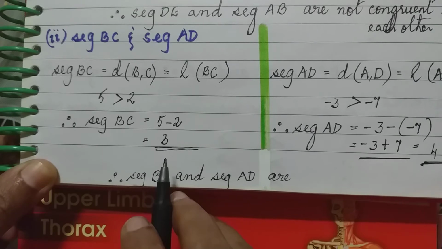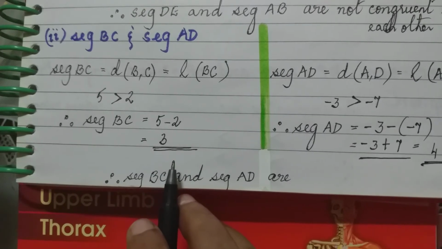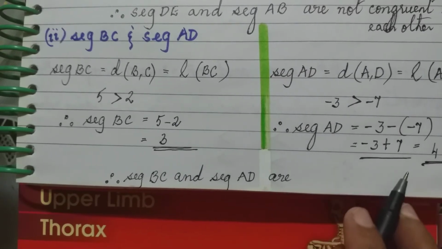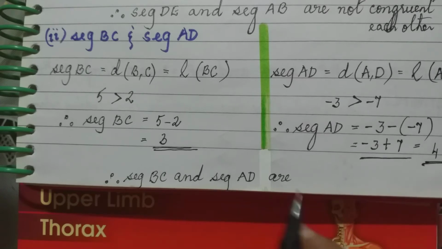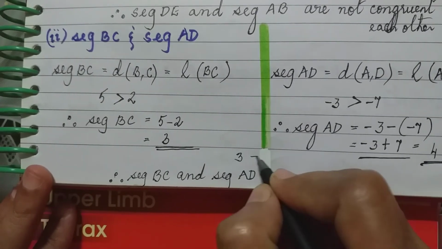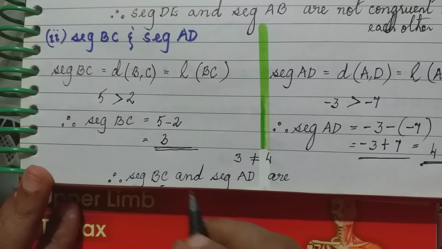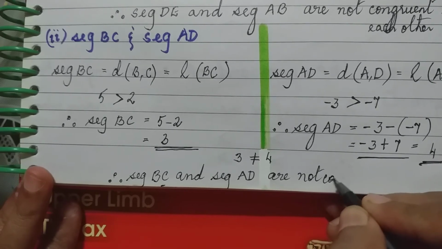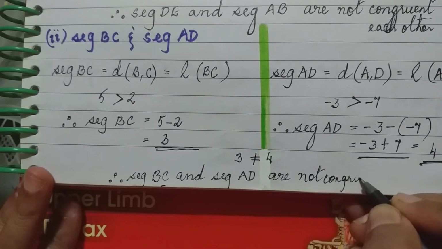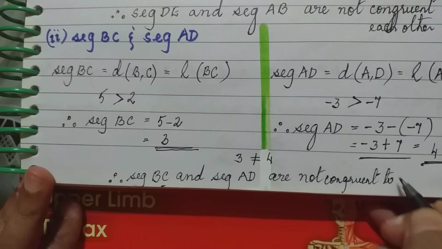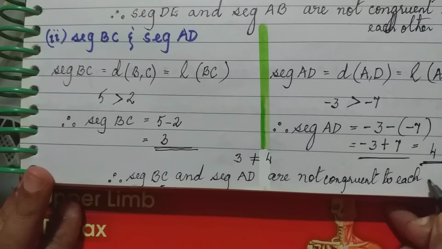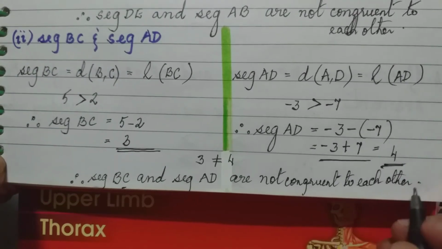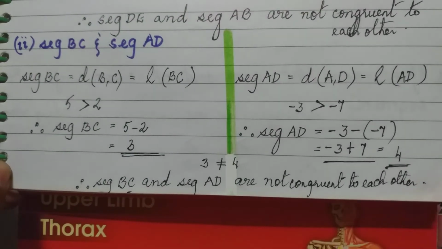Now here the segment BC, the length is 3, and here segment AD, the length is 4. So 3 is not equal to 4. Therefore segment BC and segment AD are not congruent to each other. Okay, so they are not congruent to each other. Let us go to the next sub-question.